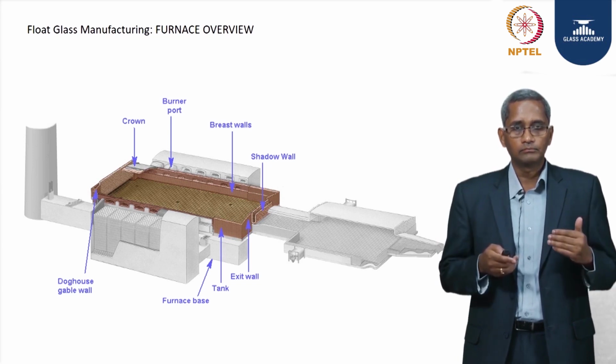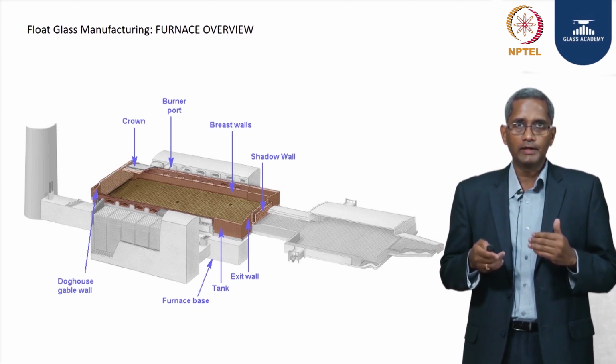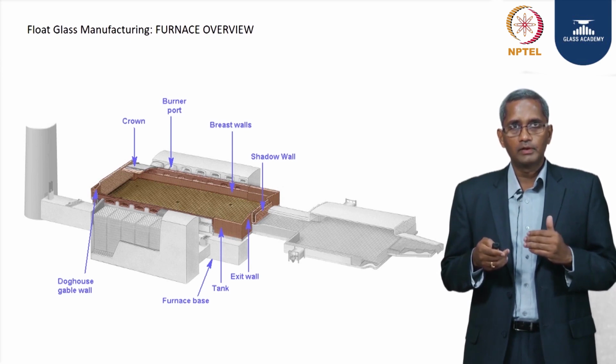The first is the melter, which is where the melting and refining take place. After that is what we call the neck, and the third segment is called the working end. And each of the segments has three parts vertically, if you have to take it.